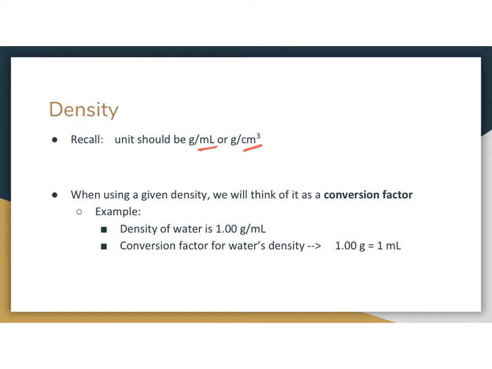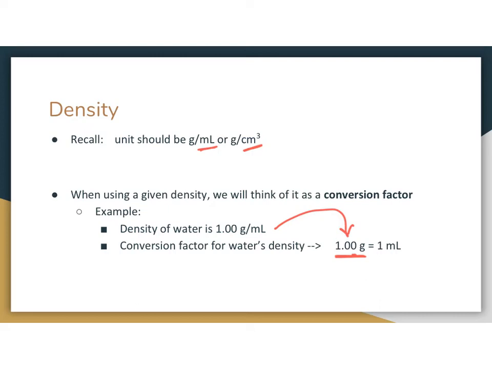So when using a given density in a calculation, we can think of it as a conversion factor. My example is the density of water. The density of water is 1.00 grams per milliliter. And I can use that as a conversion factor because that's really telling me that I have 1.00 grams for every 1 milliliter. Now the grams part is technically going to be a measured amount. So when I'm thinking in terms of significant figures, this actually does count. And here it would be 3 significant figures because we do have a decimal, so those trailing zeros count.